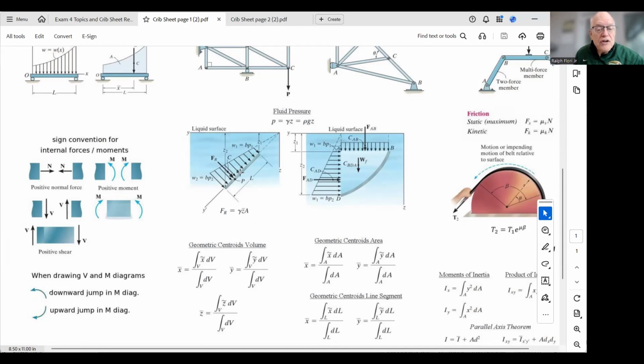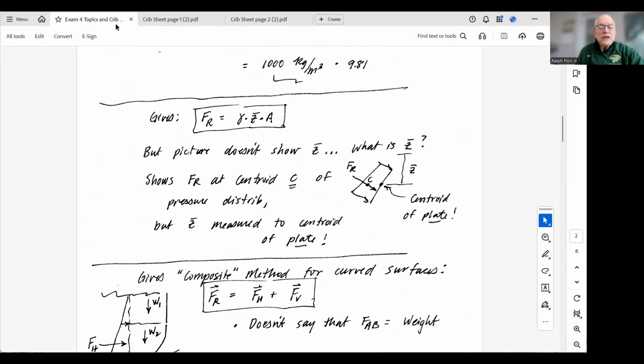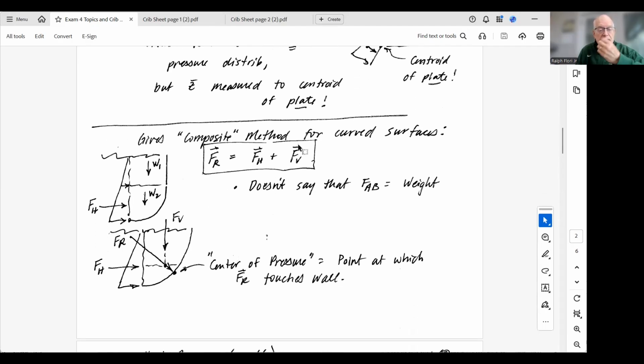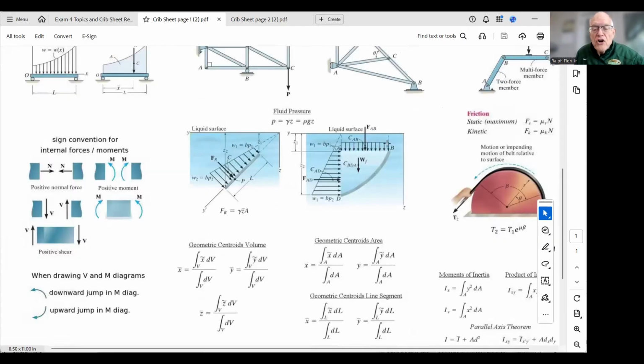So it doesn't give that, but you need to know that. I note that on this page here. I basically say the centroid of the plate is right there, and z bar is the distance to that point. So you just need to know that anyway. Another formula that's given on the crib sheet is the formula for the composite method. By composite method, we basically mean if you have a curved surface, the resultant force on this curved surface is equal to F horizontal plus F vertical.